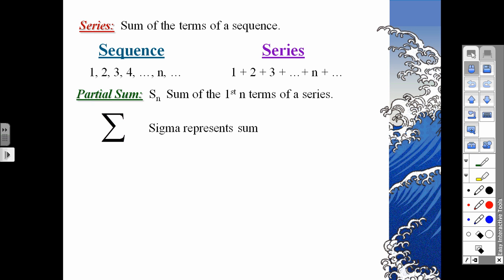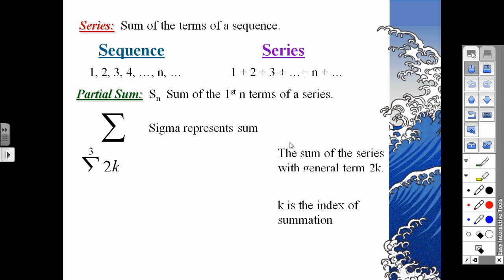There is a Greek letter sigma that represents sum, so this is kind of a shorthand way to write a series instead of writing it all out like this with the plus signs. So here's an example, and I'm going to talk about all these things that are kind of sitting around your sigma. First of all, this 2k, this will be different every time. This is like your rule, and you're going to use that to calculate all the different terms in your series.